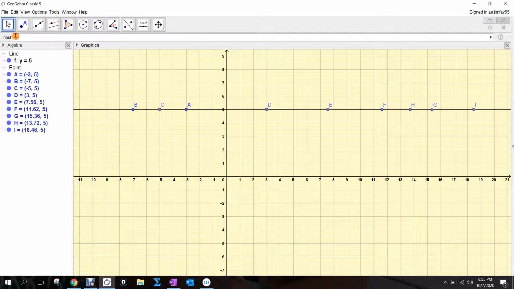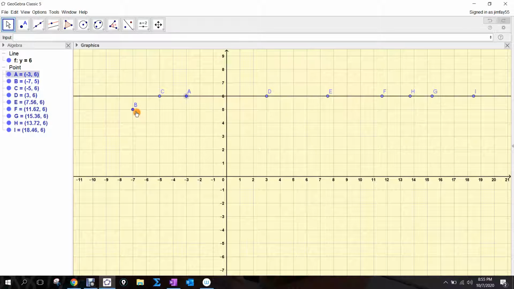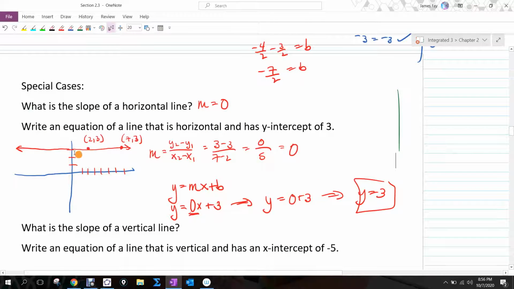If I were to move my line, let's move it down. Let's go up. Now this one fell off the line for some reason. But if I'm now at y equals 6, look at all the y values for all those points. It doesn't matter. Those y values do not change. So when it's horizontal, it's y equals the y value that you pass through.